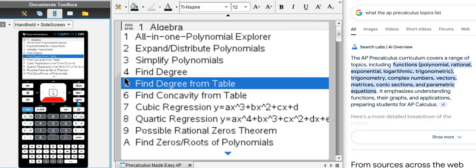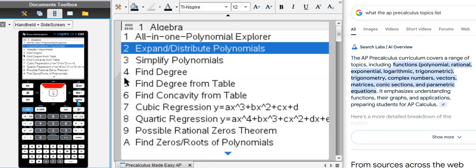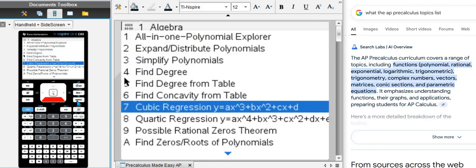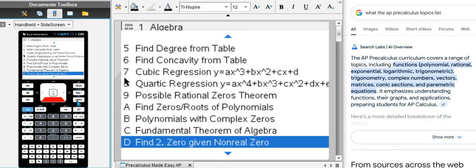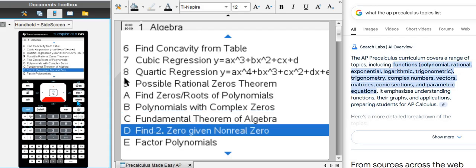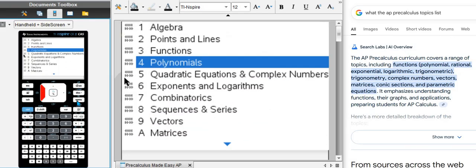You can find the degree, the concavity, do a regression, analyze them using this explorer. So it's possible rational zeros. You can factor it, fundamental theorem of calculus, more than you would ever need in your life.